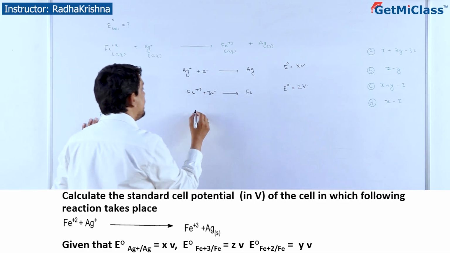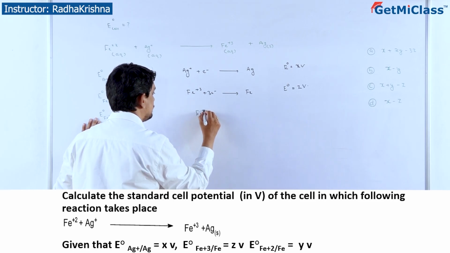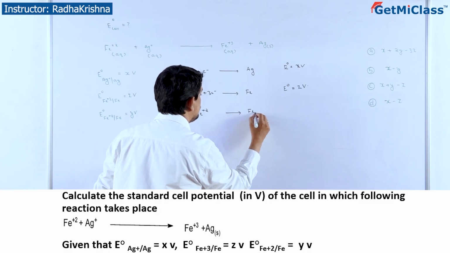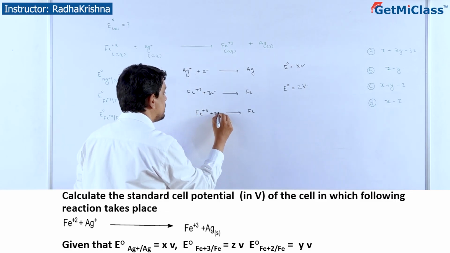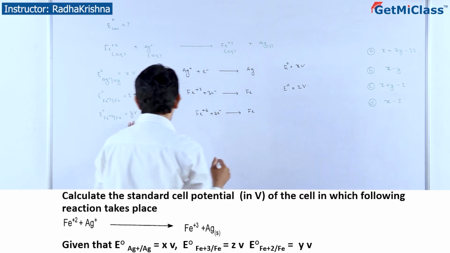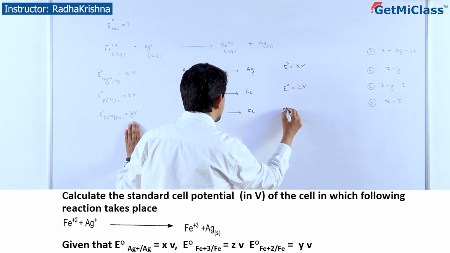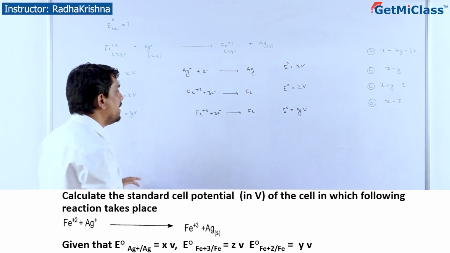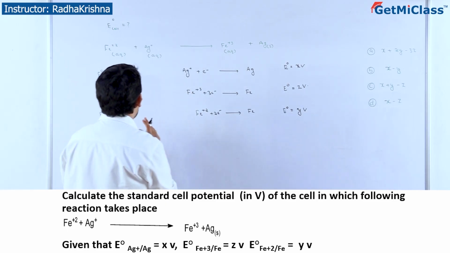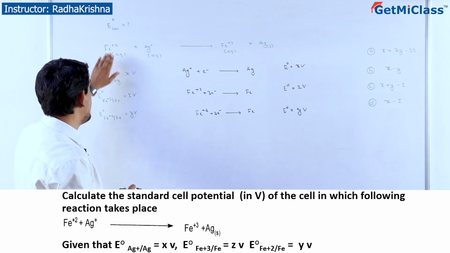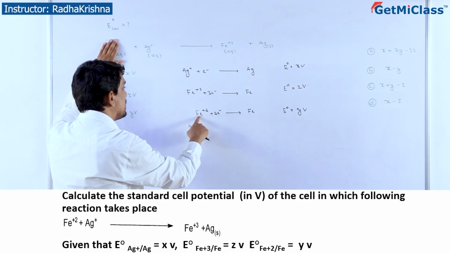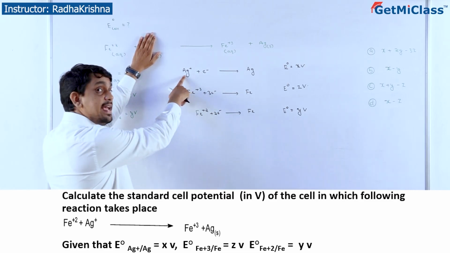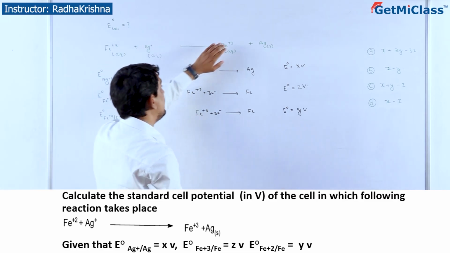Here Fe plus 2 becomes Fe. 2 electrons there, so plus 2 minus 2 becomes 0. So the standard electrode potential has to be Y volt, right? Now see what changes you need to carry out. Fe plus 2 reactant side, Fe plus 2 reactant side, absolutely fine. Ag plus reactant side, Ag plus reactant side, absolutely right.